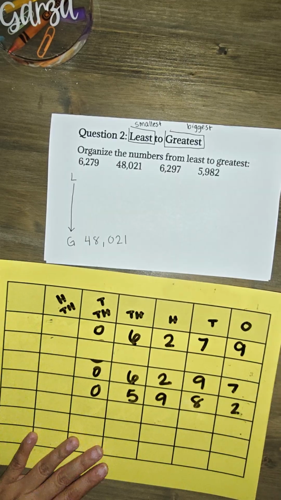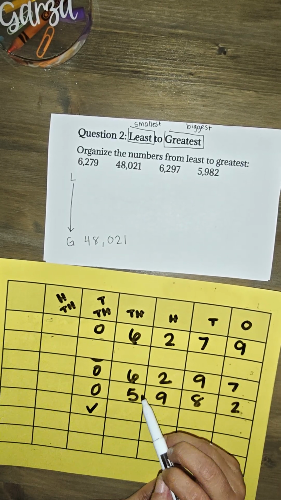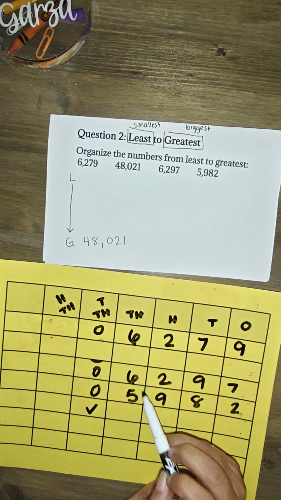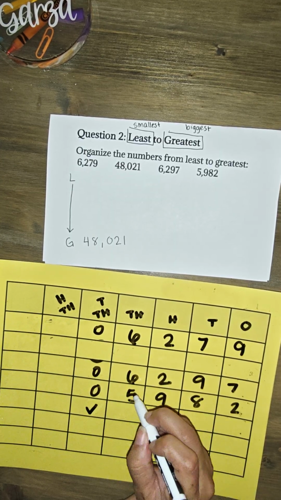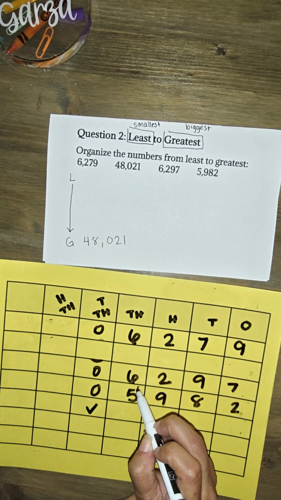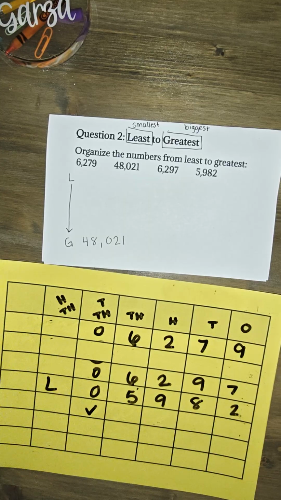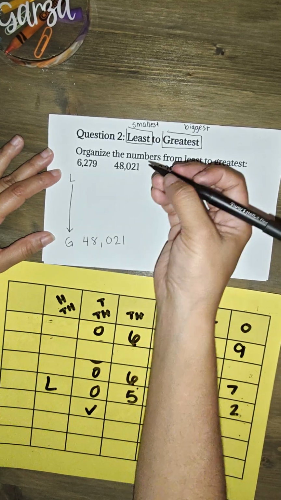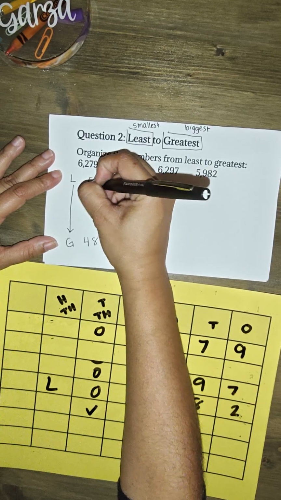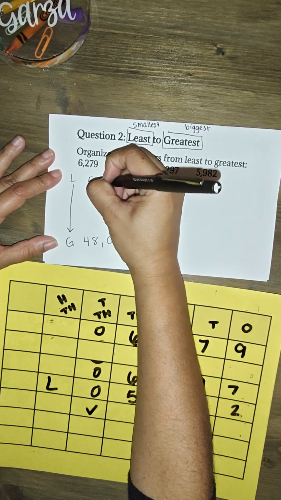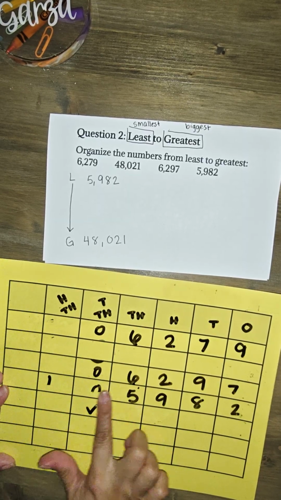Okay, so these are all zeros. Then we go 6, 6, 5. The 6s are big and the 5 is small, and we are looking for the least right now. So it's looking like the 5 is the least. So I'm going to go ahead and put it on my organizer over here. 5,982. Okay, I'm going to go ahead and take that out.